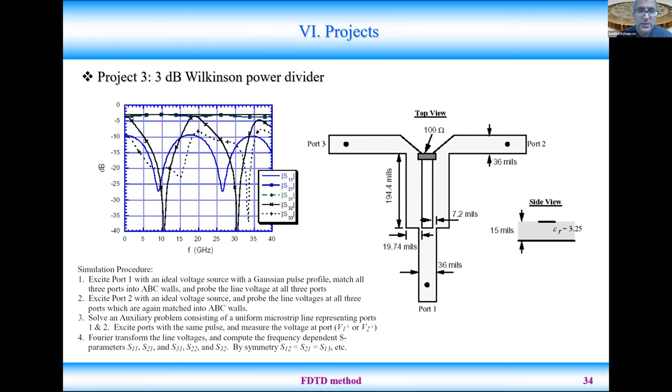Project number three is a 3 dB Wilkinson power divider. This is the reference for the result. You have here all the parameter sizes to build the power divider: port one, port two, port three, and you plot the S parameters for this problem. The side view and top view give you all the information about dimensions. Then you use this procedure to do this in FDTD. So that's project number three.